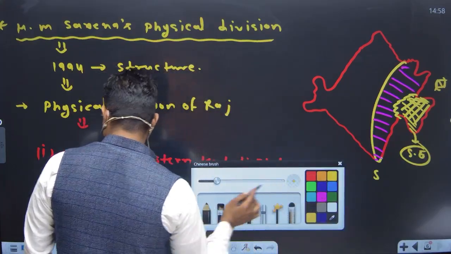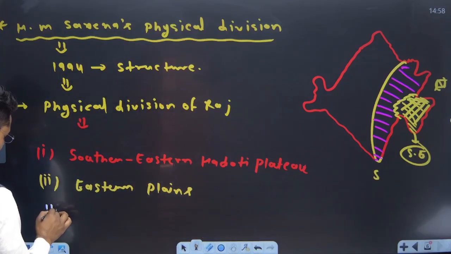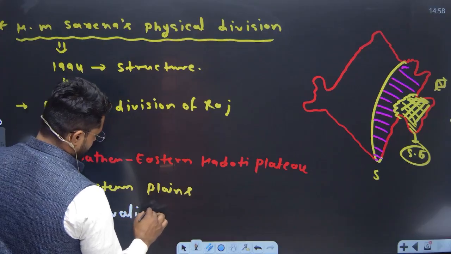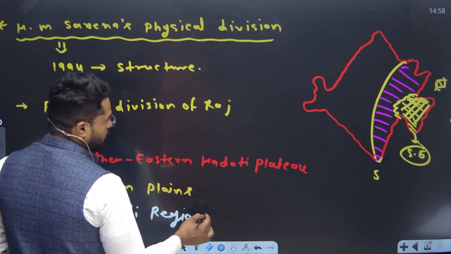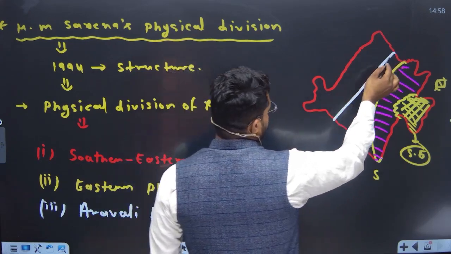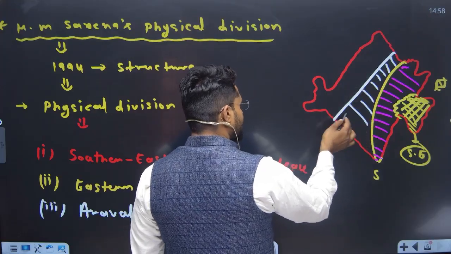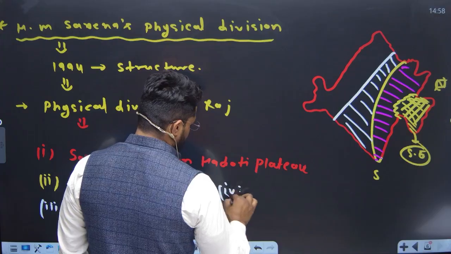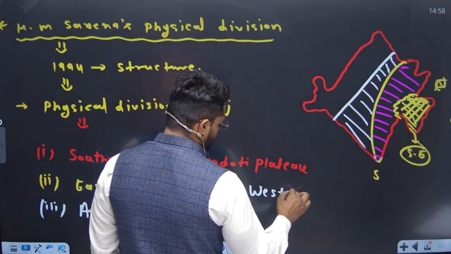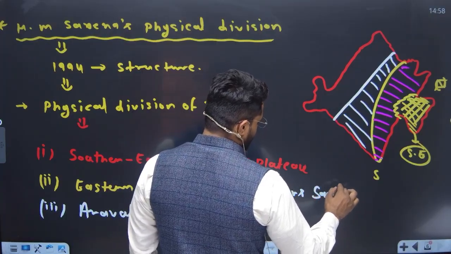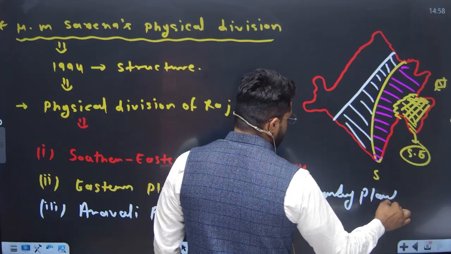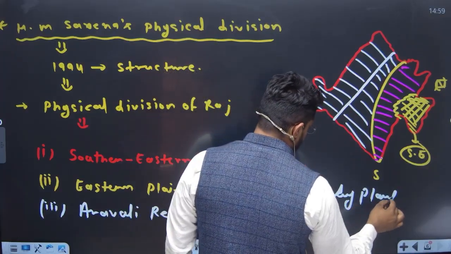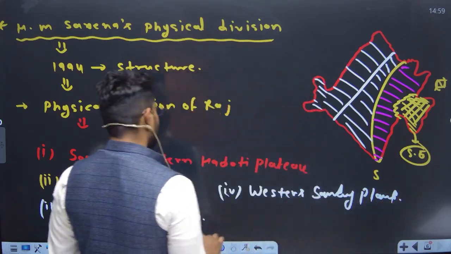Dear student, the third physical division is known as the Aravalli region. We know that in our Rajasthan there is a mountain which is known as the Aravalli region. And the last, fourth part is the western sandy plains. This is all known as the Thar desert, also known as Thar plains.